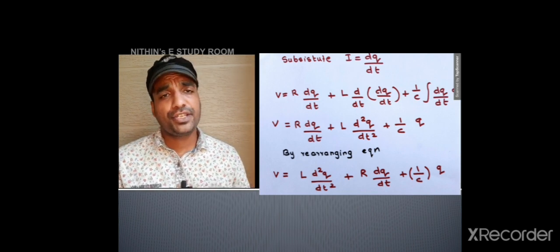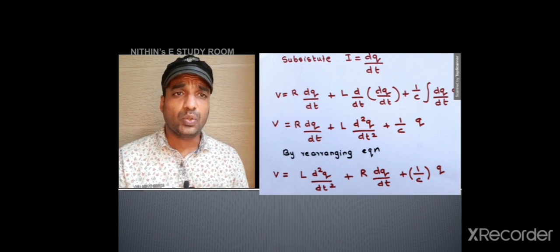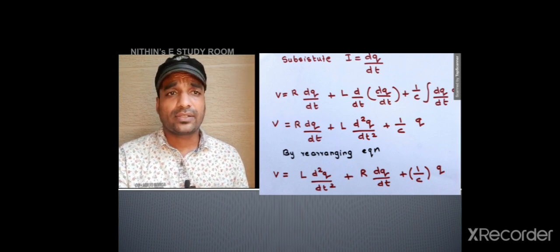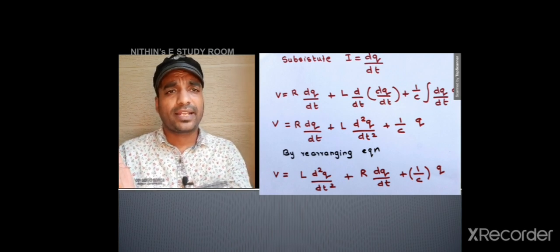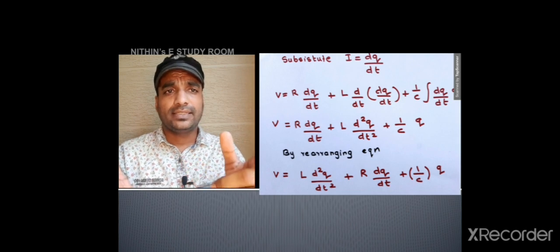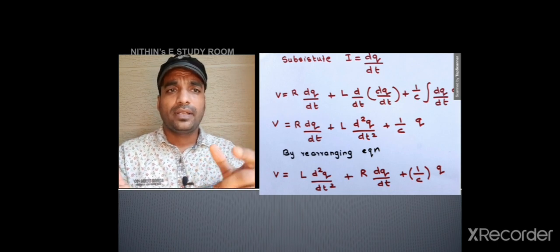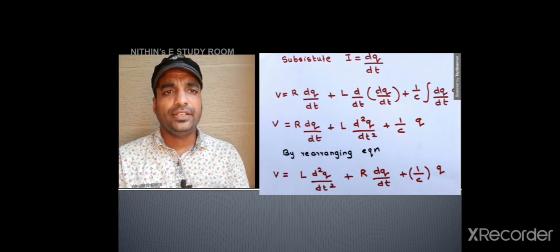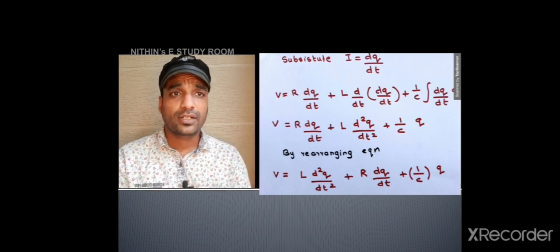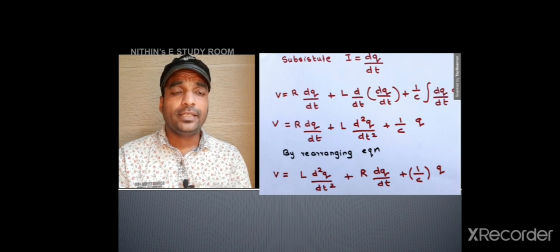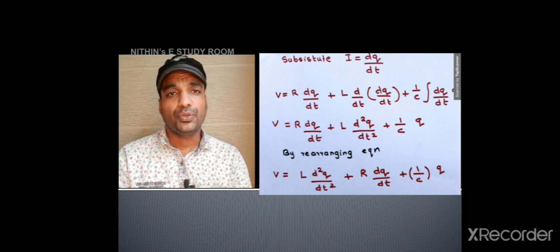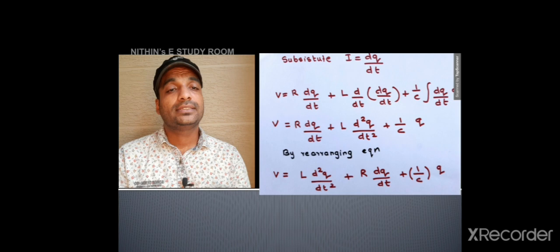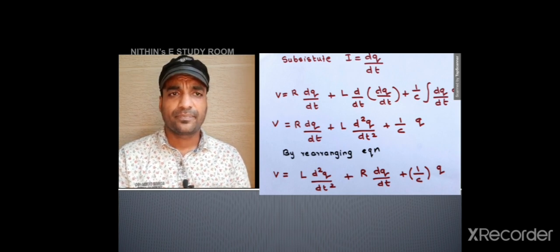So by rearranging the equation, I am arranging on the basis of order. There is a second order term, a first order term, so I am arranging on the basis of that order. So V is equal to L d square q by dt square plus R dq by dt plus 1 by C into q. So this is the differential equation of the RLC series system.